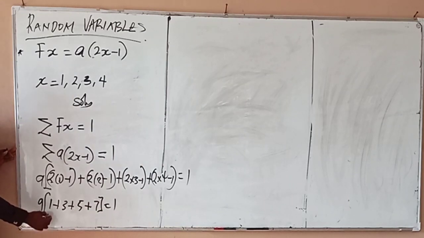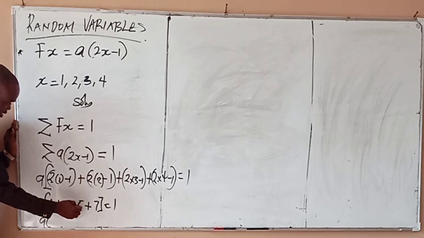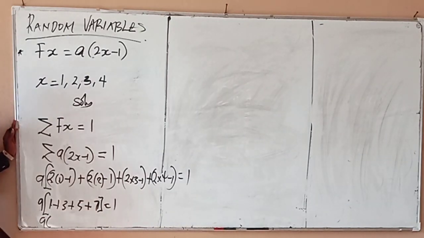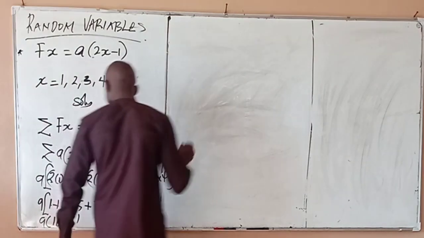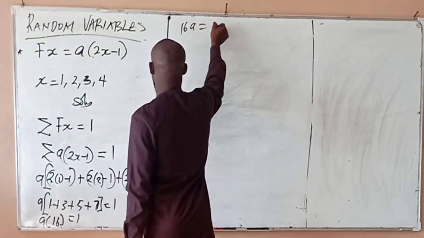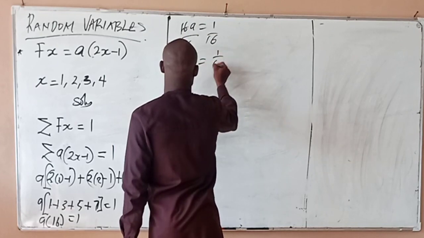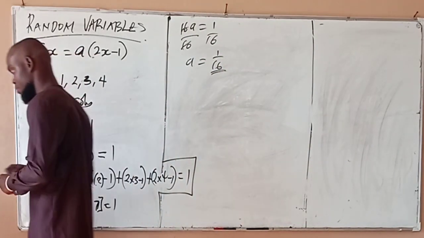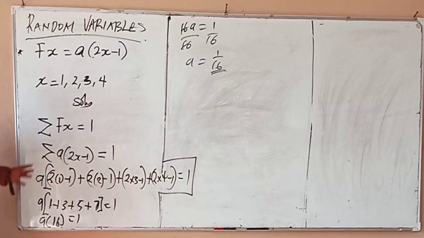So we have a bracket. This plus this, that's 4. 4 plus 5 is 9, plus 7. 9 plus 7, we have 16, equals 1. So we will have 16a equals 1. Divide by 16, then a will be equal to 1 over 16. That will be the value of a, for this one to be a discrete random variable.